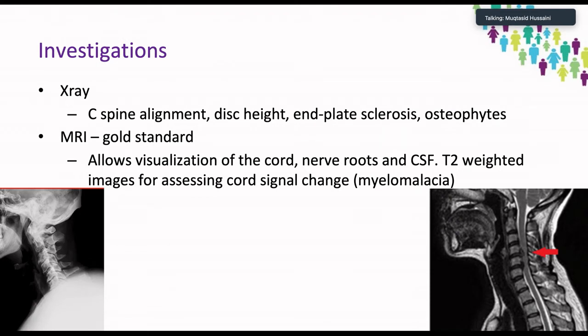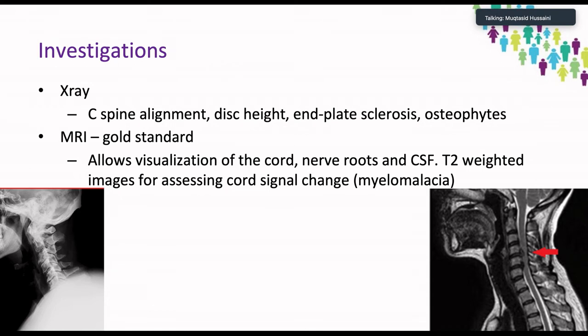In terms of investigations, it's important to start with an X-ray. This tells you a number of things. So the C-spine alignment, seeing if the normal lordotic alignment is maintained, or if they're in neutral or have gone into kyphosis. Assessment of the disc height, end plate sclerosis, and the presence of osteophytes.